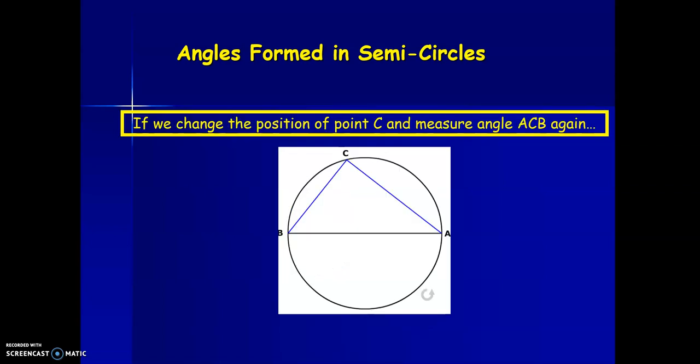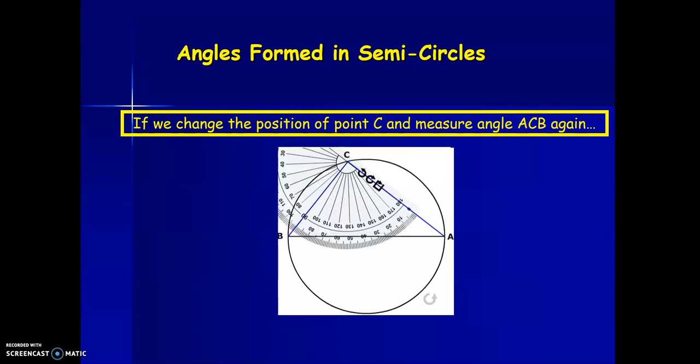Now we're going to try a second example. So if we change the position of C, and then we're going to measure angle ACB again. So we can see that the point C is in a different position on the circumference. So let's measure that angle. So angle ACB, and we can see from the protractor that angle ACB is 90 degrees again.